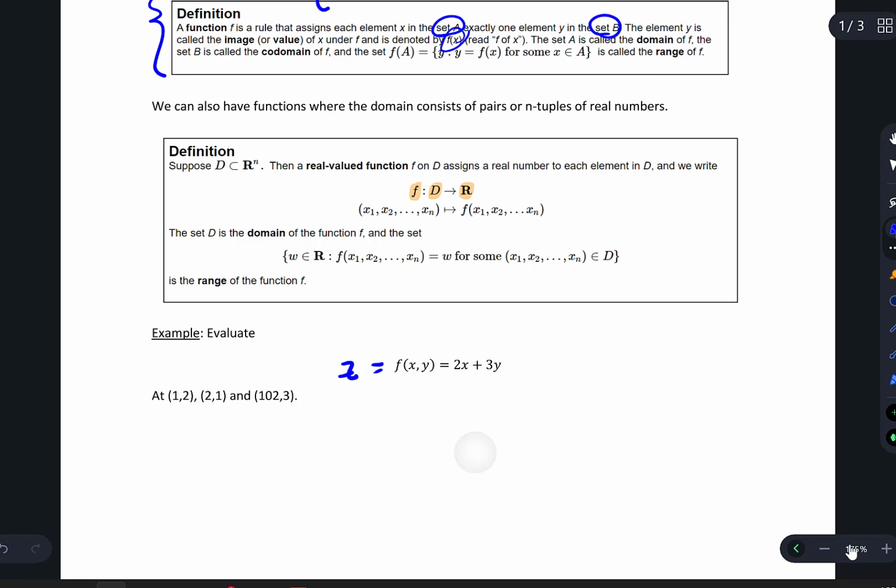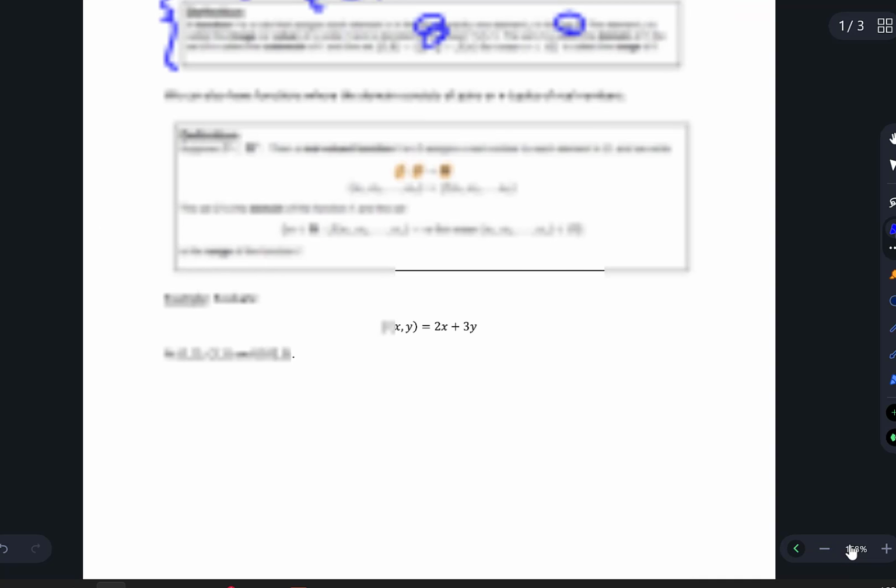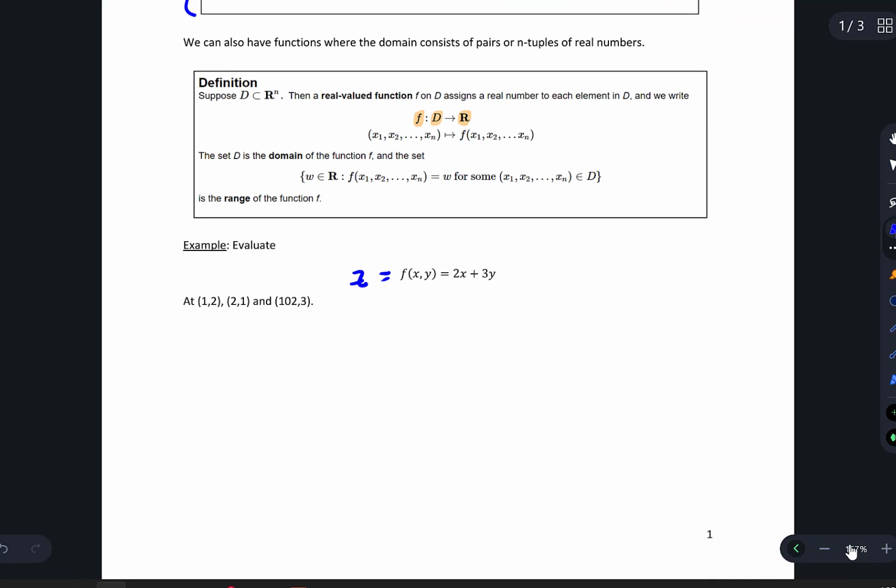And so let's see what evaluating this function would look like. So for example, we might want to evaluate this at the point (1, 2). So in other words, we have f of (1, 2). And so everywhere that we see an x, we're going to plug in a 1. And everywhere that we see a y, we're going to plug in a 2. And so notice in this case, we would have 2 plus 6 is equal to 8.